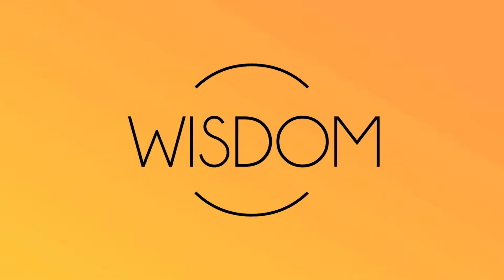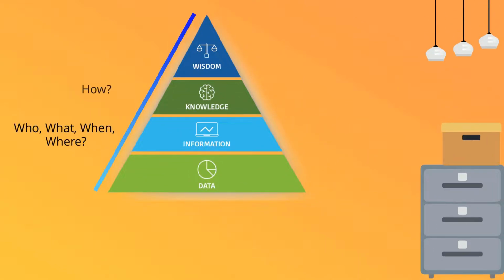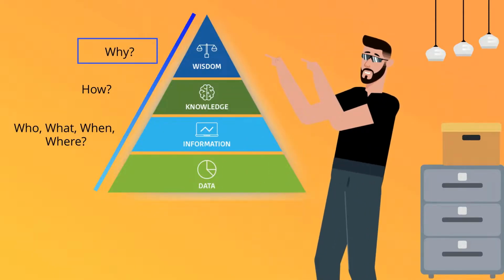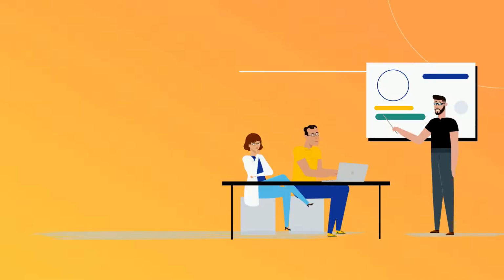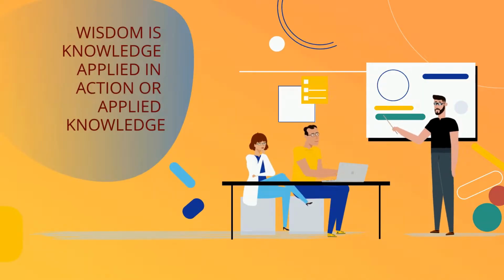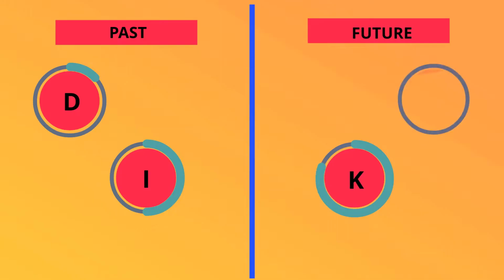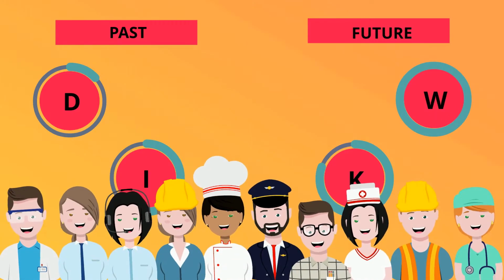Wisdom. Wisdom is the top of the DIKW hierarchy, and to get there, we must answer questions such as why do something and what is best. In other words, wisdom is knowledge applied in action or application knowledge. We can also say that if data and information are like a look back to the past, knowledge and wisdom are associated with what we do now and what we want to achieve in the future.